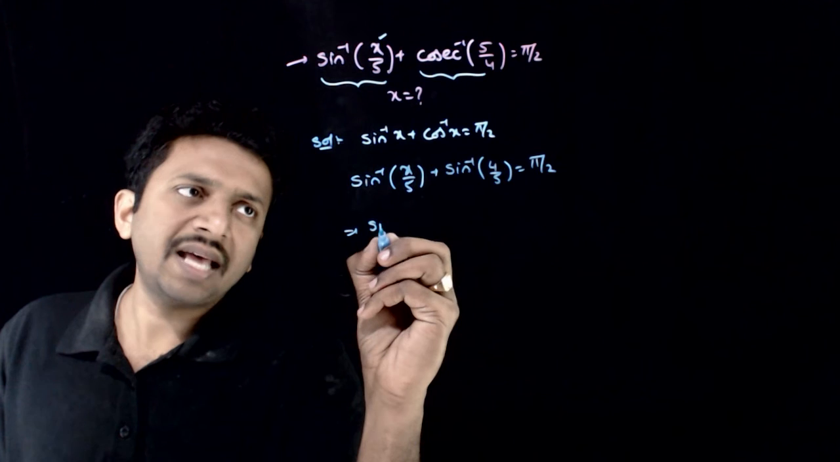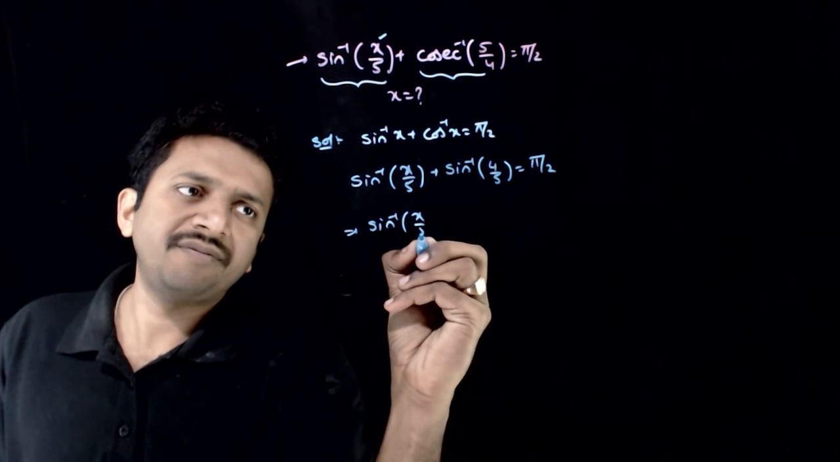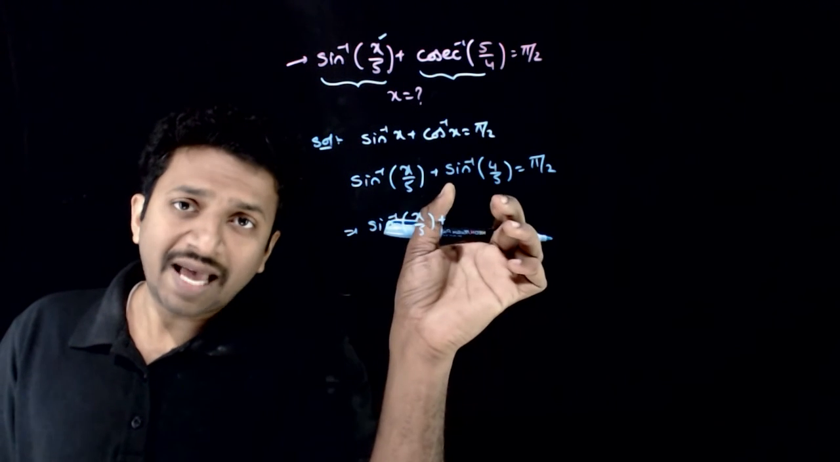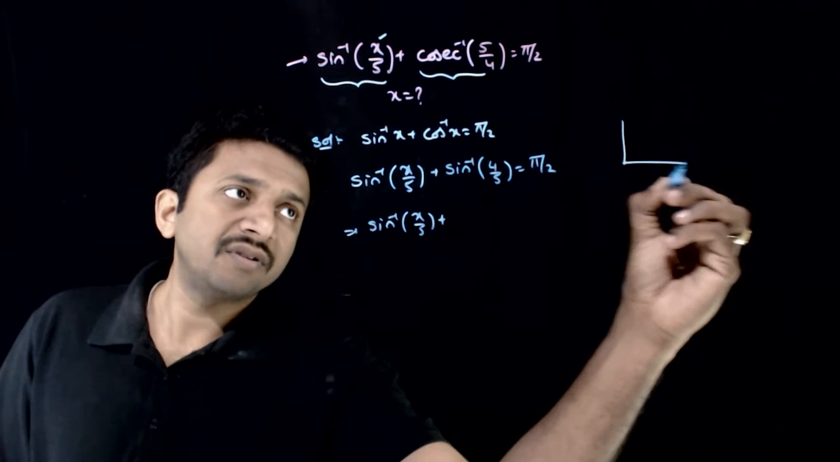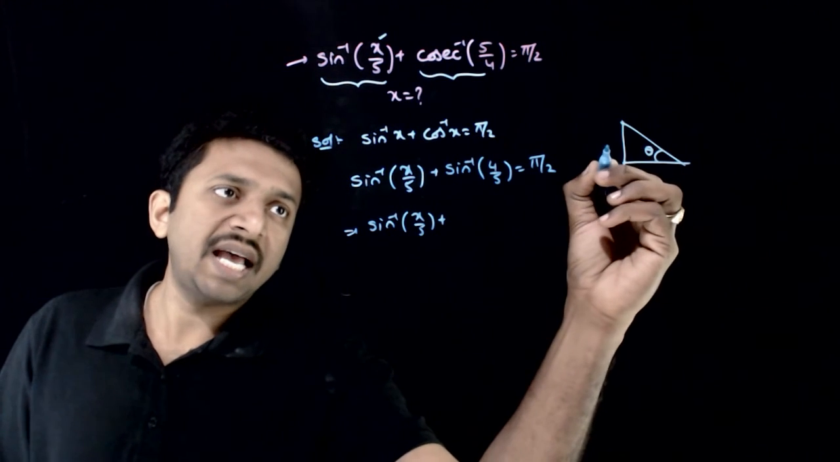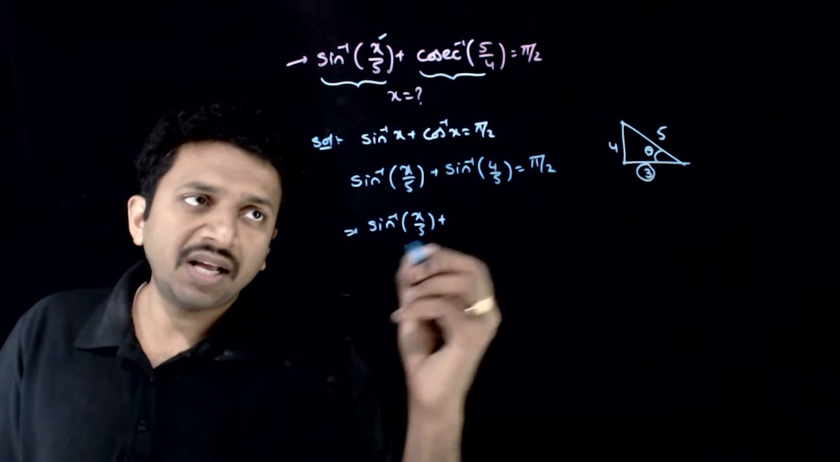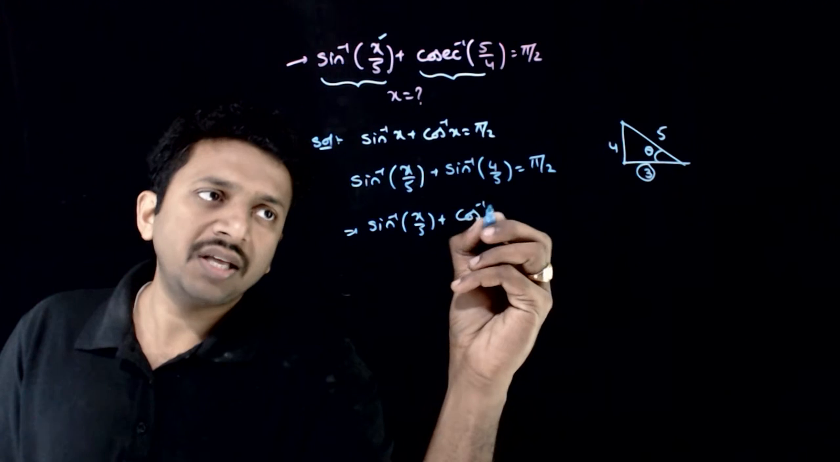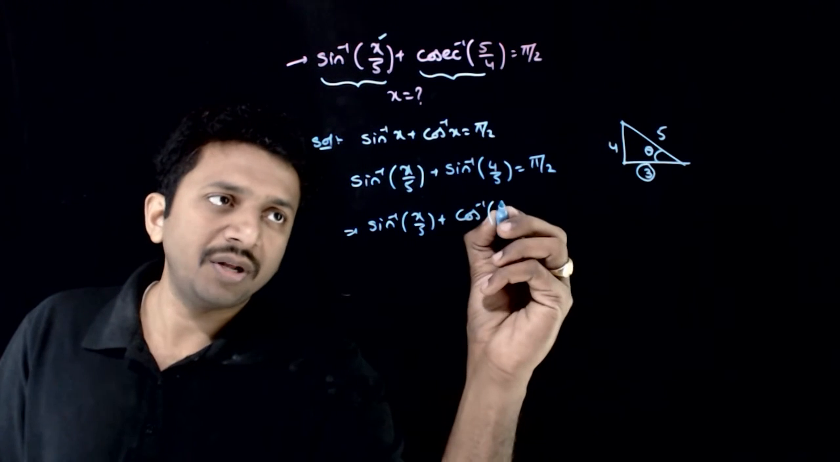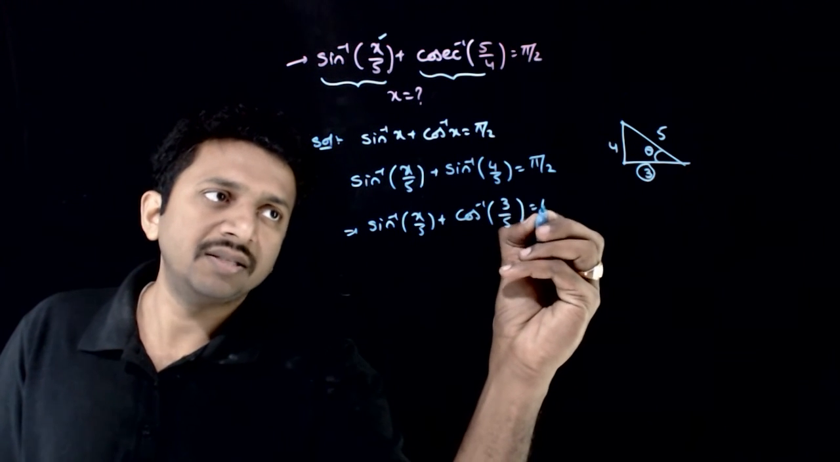So this implies sine inverse of x by 5 plus sine inverse of 4 by 5. So if you see, if this is theta, if sine is 4 by 5, so the adjacent side becomes 3. So this can be written as cos inverse of adjacent side by hypotenuse, which is 3 by 5, is equal to pi by 2.